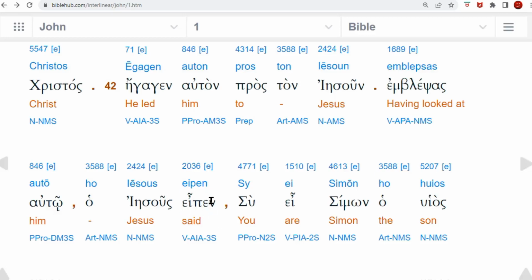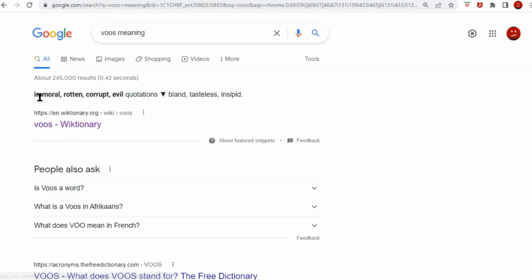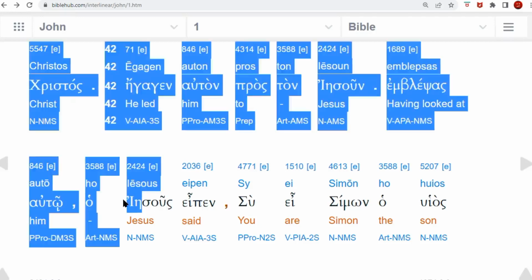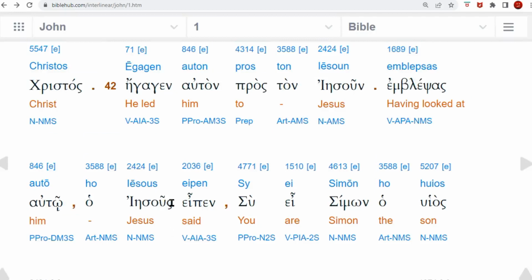N-E-N-N. And then the pie. P-I-E-P-E-N. In the piping. And so, whose voos hitch connect Sue is you. Voos means immoral, rotten, corrupt, evil. H-O-O-S. Whose voos hitch Sue. Hitch you as O-S as E-N-N and the P-I-E, the pie.